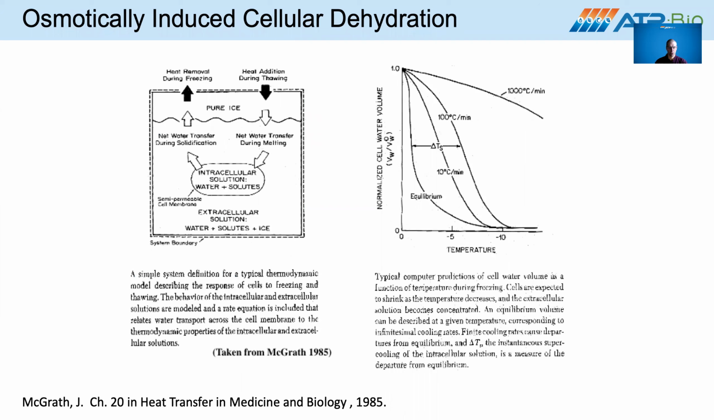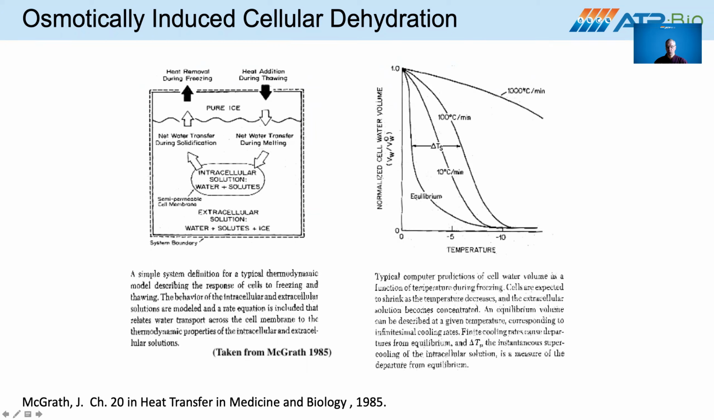This is actually work from John McGrath. And you can see that the cell, if you start at the first order, thinking about it as kind of a bag of salt water with a semi-permeable membrane, you have pure ice growing into this solution. And you have water and solutes and ice. The solute concentration is going to go up, as we talked about, and that's going to tend to reduce the volume of the cell. And so what you see over here on the y-axis is normalized cell volume. As the temperature drops and more ice comes into the system, you're dropping your volume dramatically.